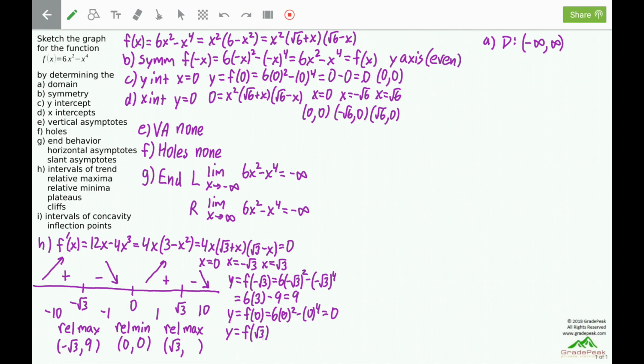the original function, so f of the square root of 3, which is 6 times square root of 3 squared minus square root of 3 to the 4th. So it'll be 6 times the square root of 3 squared is a 3, minus the square root of 3 to the 4th. Square root of 3 times square root of 3 is 3, times another square root of 3 times another square root of 3 is another 3, and again it's a 9. 6 times 3 is an 18, minus 9 is 9, so we have a corresponding y-coordinate of 9.